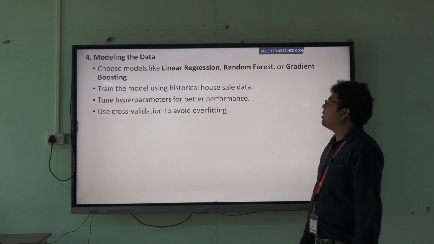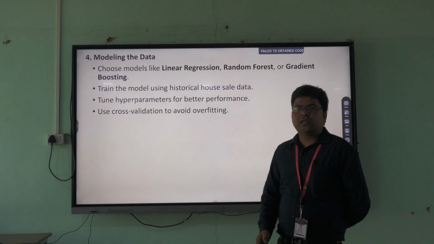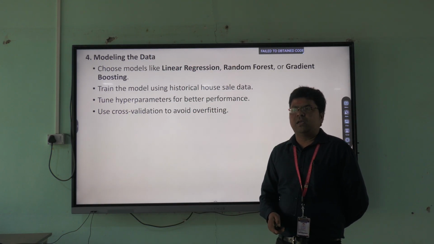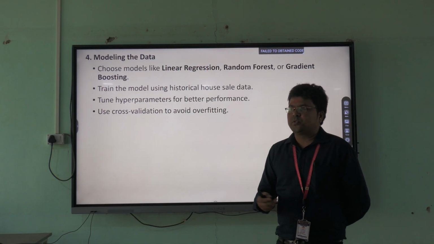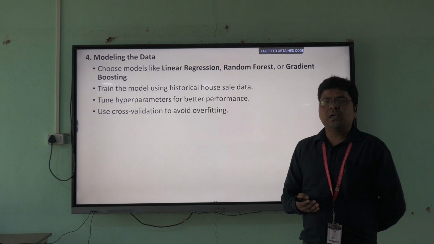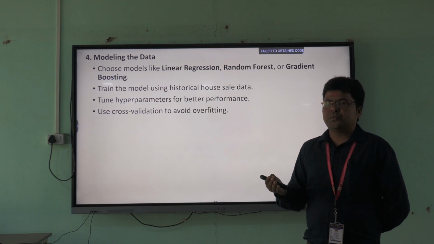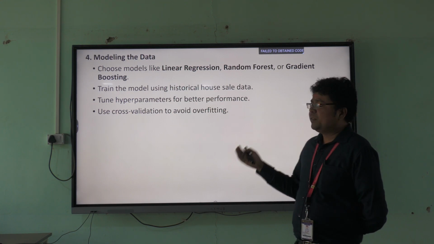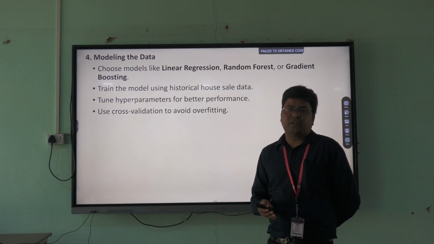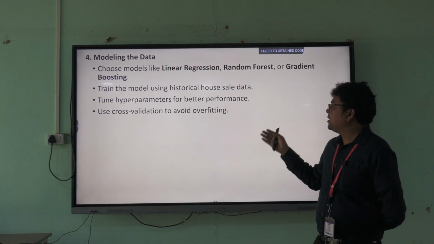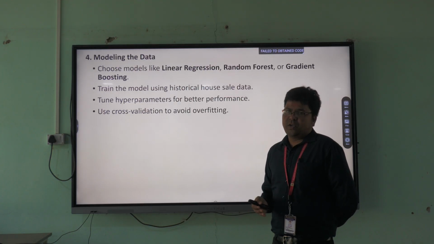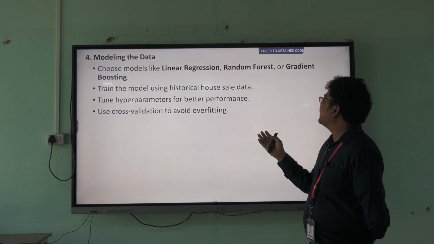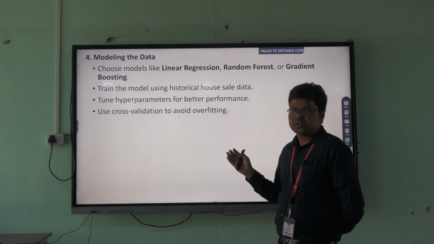And the next one is modeling the data. Modeling of the data can be performed with many models. We have many machine learning models. Basically, we have 2 types of problems, as we have studied in machine learning: supervised learning, where we have classification and regression. The house price prediction problem comes under the regression problem, where we use regression models like linear regression and random forest.